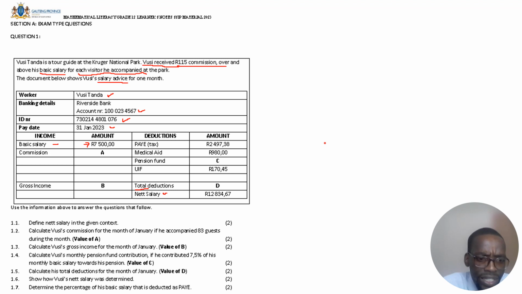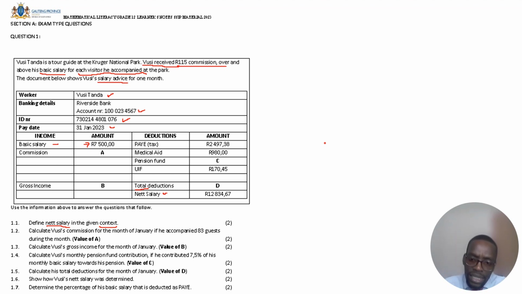The question starts by saying define net salary in the given context. When you say in the given context, it means the given context here is VUS. We are looking at it in the context of the VUS standard. So in your answer you should include the name of the person because that's the context that is given. Net salary is the salary that VUS takes home after deductions.